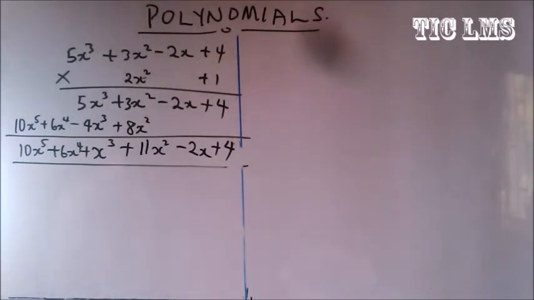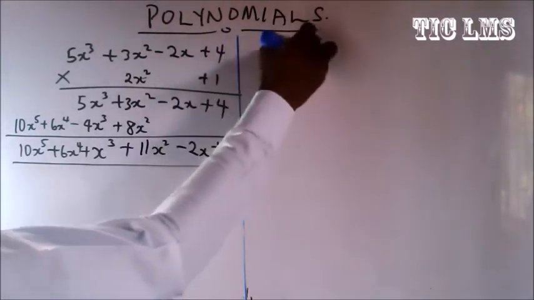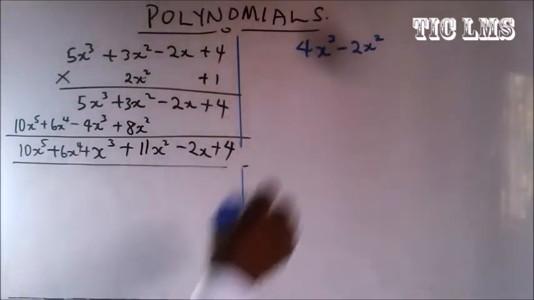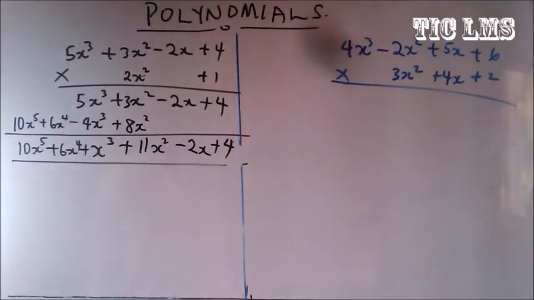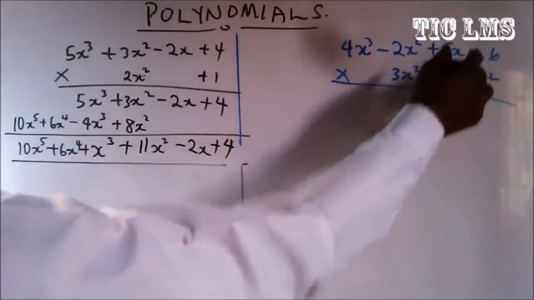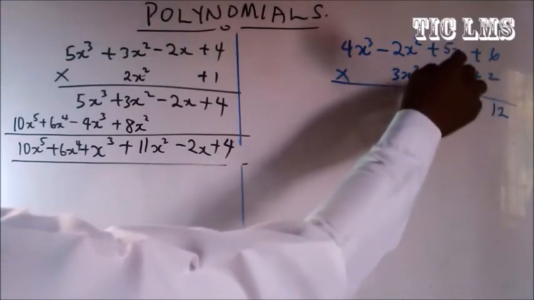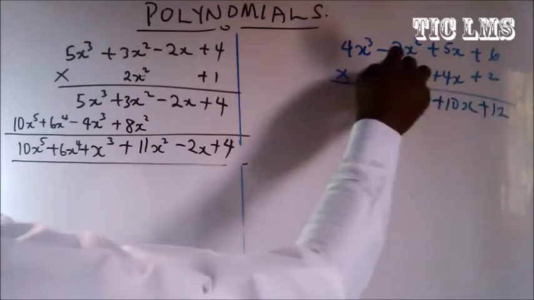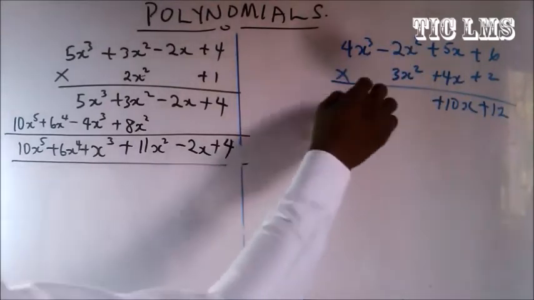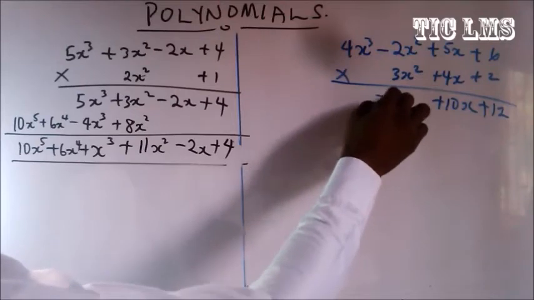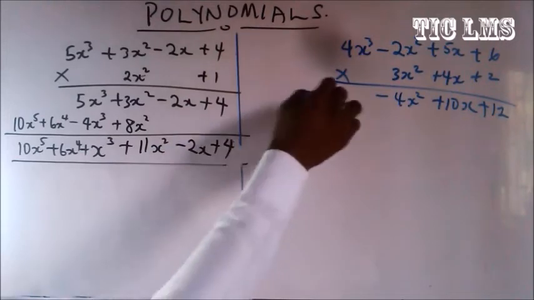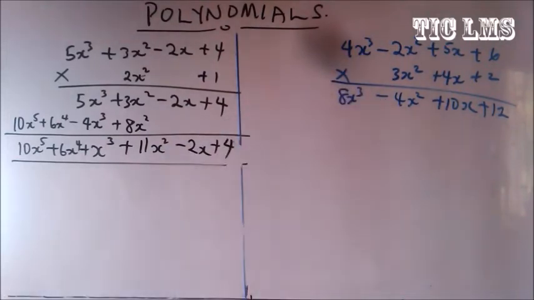We have 4x raised by 3 minus 2x squared plus 5x plus 6. Now with this, we'll multiply out. 2 times 6, that's 12. 2 times 5, we have plus 10x. Then 2 times minus 2x squared, that gives minus 4x squared. And then 2 times 4x raised by 3, that is 8x raised by 3.